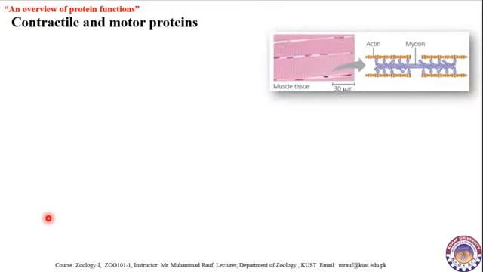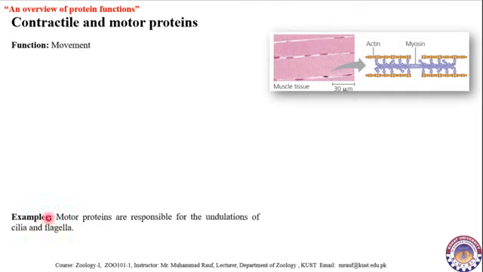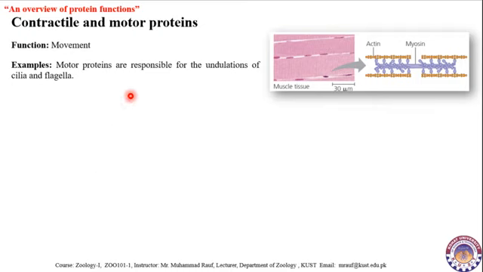Contractile and motor proteins. These proteins make up part of the muscles, the actin and myosin, and those proteins are responsible for movement, because the muscles are attached to the bones, and the contraction and relaxation of the muscles is responsible for the movement. Motor proteins are responsible for the undulations of cilia and flagella. They are also present there. Actin and myosin proteins are responsible for the contraction of muscles.